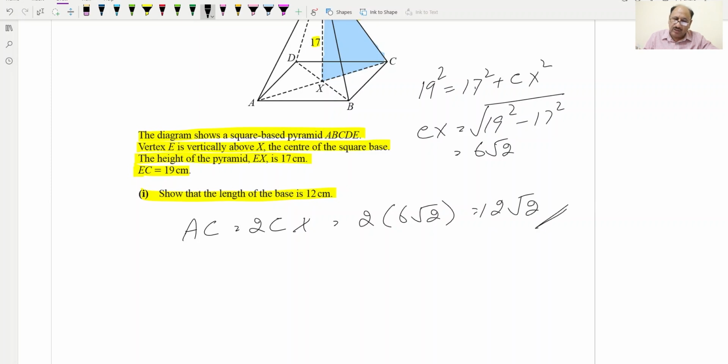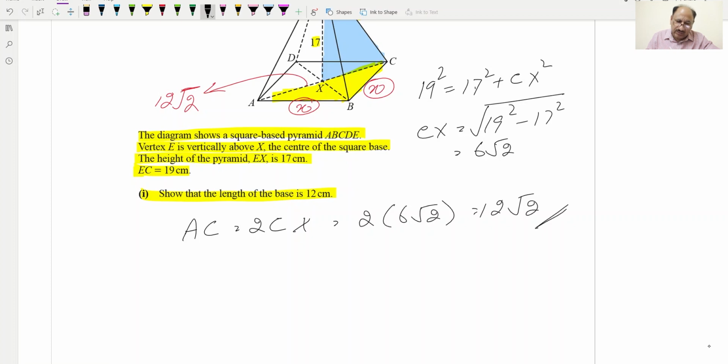So this will be our hypotenuse for the square base. We can consider this triangle, and we know the hypotenuse. This is the hypotenuse, and this is 12 under root 2, and this side BC we can take as x, and AP will also be x because this is a square. Both sides should be equal.